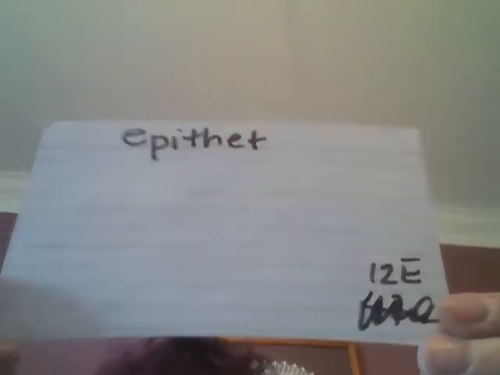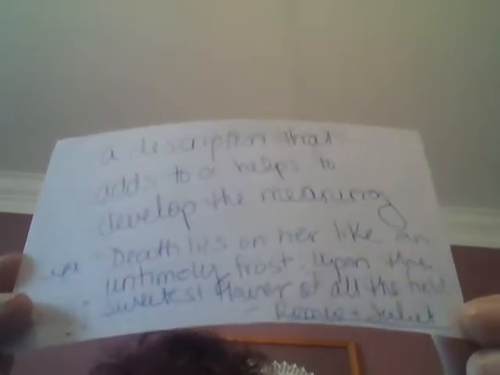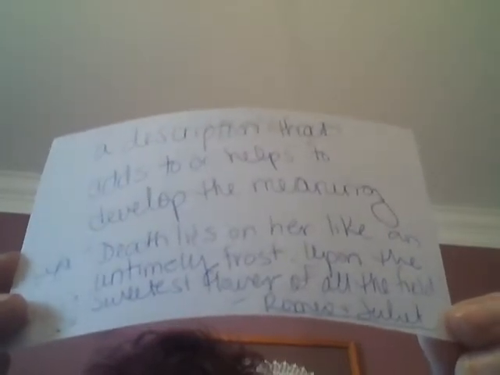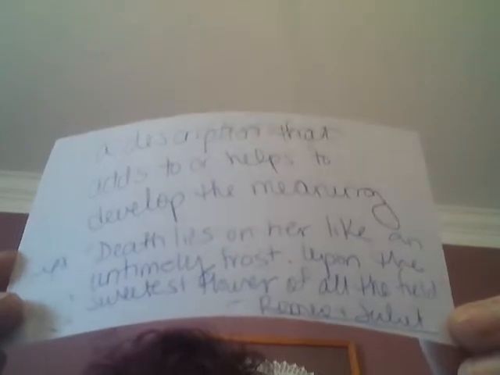Epithet. A description that adds to or helps to develop the meaning. Example from Romeo and Juliet: Death lies on her like an untimely frost upon the sweetest flower of all the field.